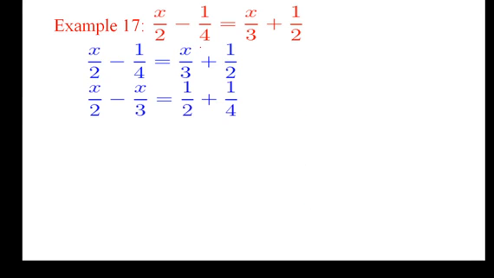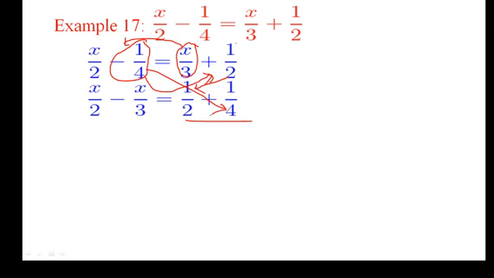X by 3 we have to transpose to LHS, and minus 1 by 4 transpose to RHS. So we will get like this. This 1 by 2 stays as it is, and this minus 1 by 4 becomes plus 1 by 4. This x by 3 becomes minus x by 3. This is the equation. So x by 2 minus x by 3.